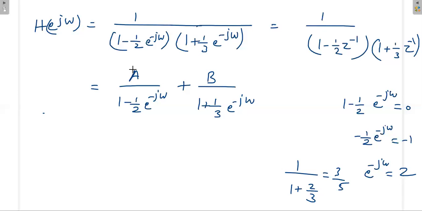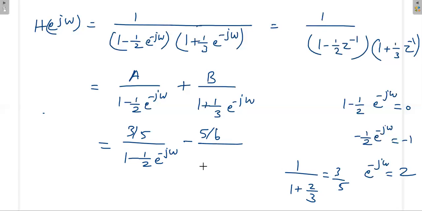So what is the value of A? That is 3 by 5 divided by 1 minus 1 by 2 e power minus j omega. Similarly, at the other pole, what is the value? Just calculate, you will be getting minus 5 by 6. The value of B is minus 5 by 6, over 1 plus 1 by 3 e power minus j omega.